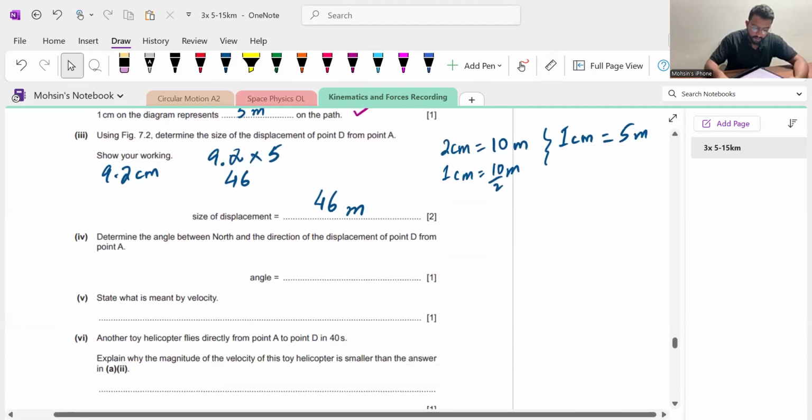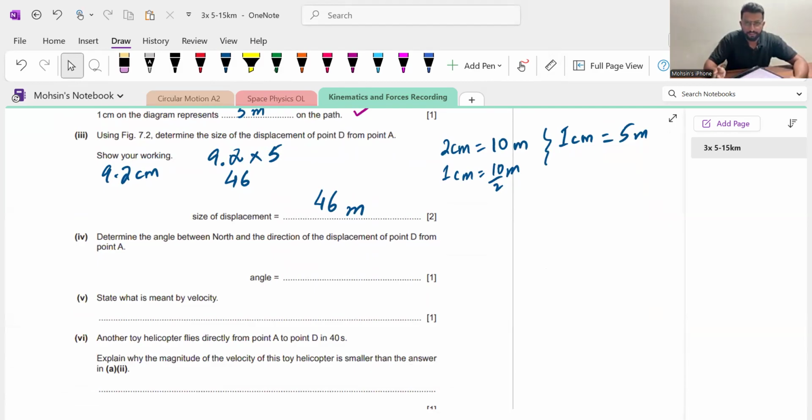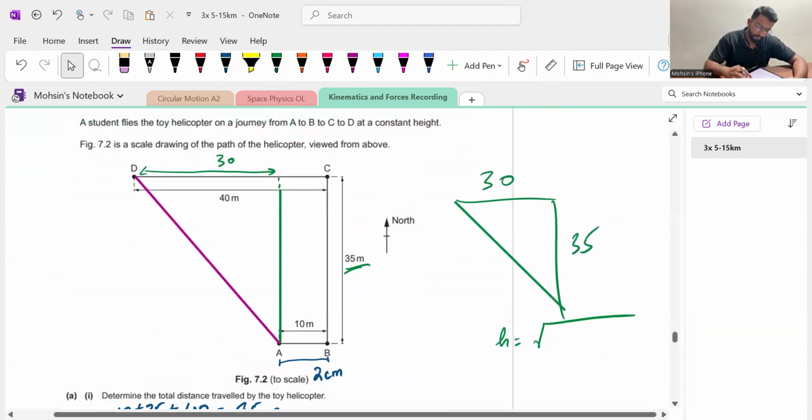Determine the angle between north and the direction of the displacement of point D from point A. So from that angle between north and the direction of displacement from A. So let me clear this first.